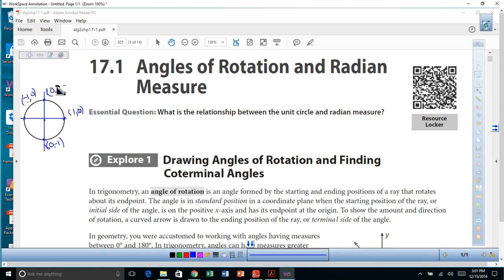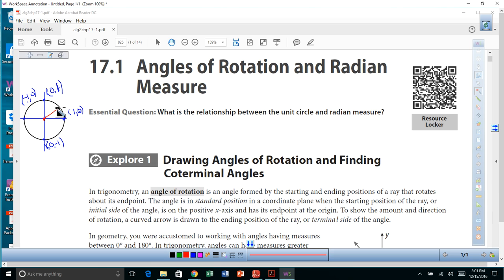(0, 1). All right. If you hadn't noticed yet, the distance from this center here to any point on this is r equals 1. The radius is 1. The distance from the center to any point on that circle is 1. That's why it's called the unit circle.